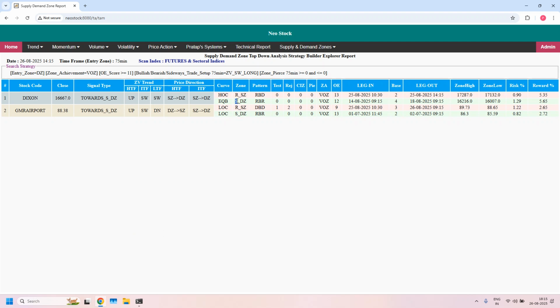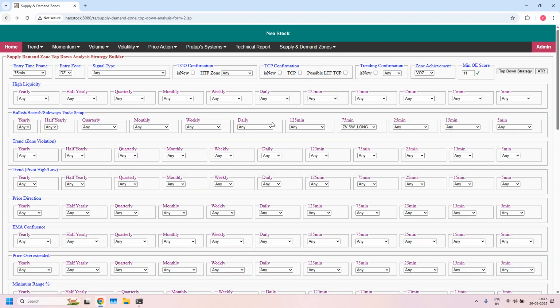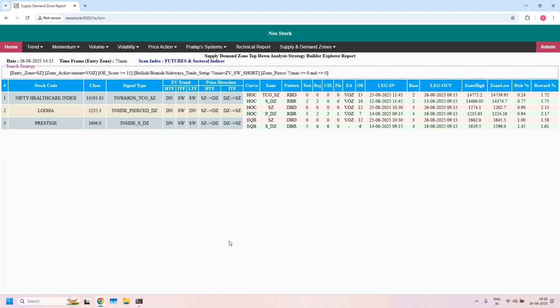weekly income trade. Entry time frame zones are 75 minutes demand zones. Next, sideways short trade setup for weekly income trade, 75 minutes supply zone, and here sideways short. We got three stocks. Entry time frame zones are 75 minutes supply zones.